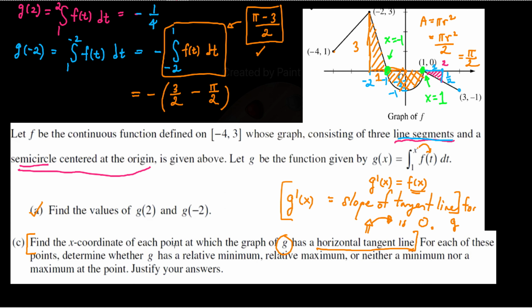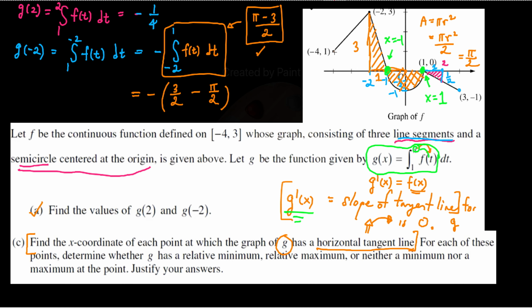It asks me, find the x-coordinate of each point at which the graph of G has a horizontal tangent line. Again, the slope of the tangent line for G is G prime of x. To get G prime of x, I need to remember the fundamental theorem of calculus, that G prime of x is just f of x. I plug in x for t here. And now I know that f of x looks like this, which is G prime of x. This represents the slope of the tangent line for G.